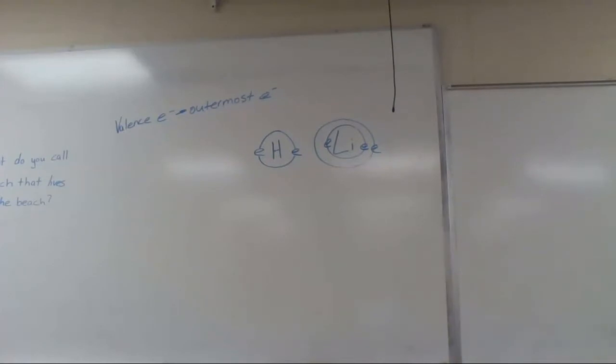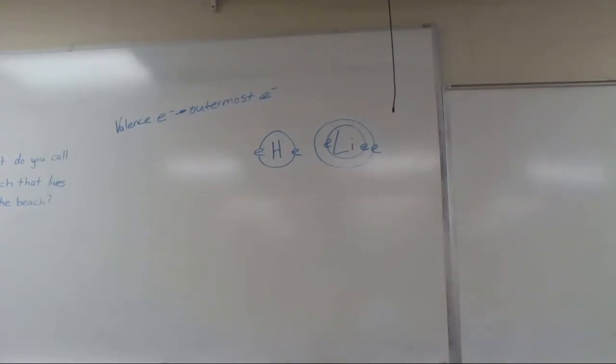Everything in column 1 has 1 valence electron. Everything in column 2 has 2 valence electrons. We're going to skip the middle and go to 13. 13 is going to have 3. 14 is going to have 4. 17 is going to have 7. 18 has 8. There we go.